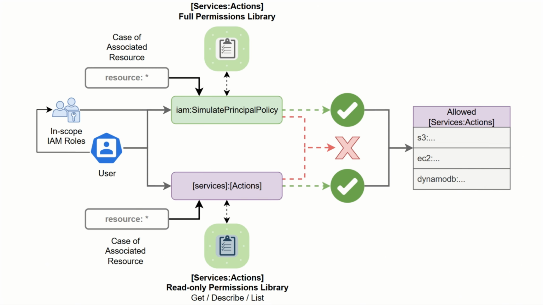This was previously covered. The combined output becomes our authoritative allowed actions list. If the user can't run simulate principal policy, we drop straight into a fallback, read-only fuzzing. In that mode, we actively invoke roughly 8,000 AWS read-only actions. Calls that succeed reveal permission, and calls that fail log as denies, because these read-only methods rarely need extra parameters.